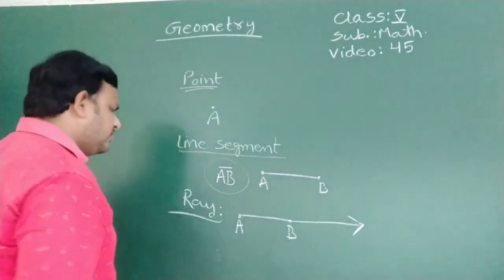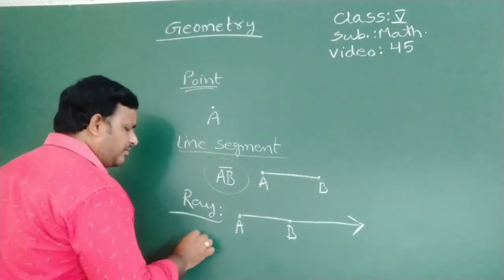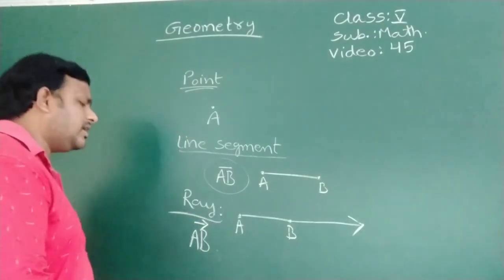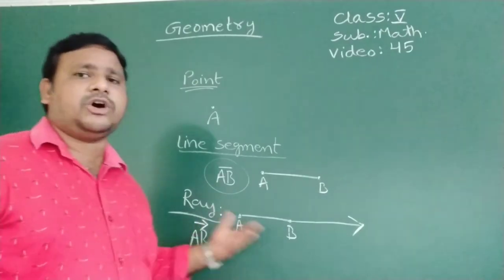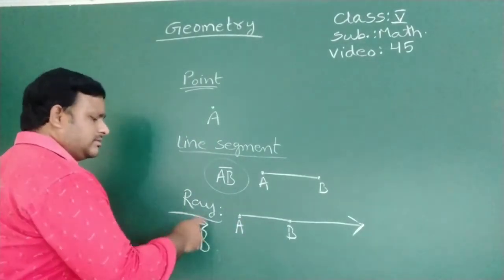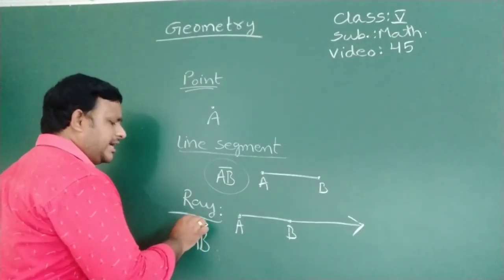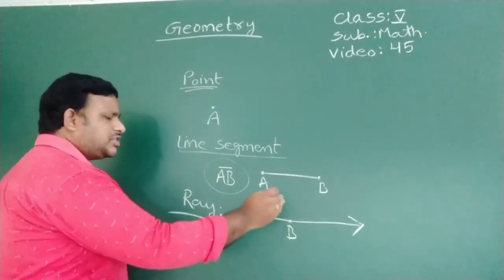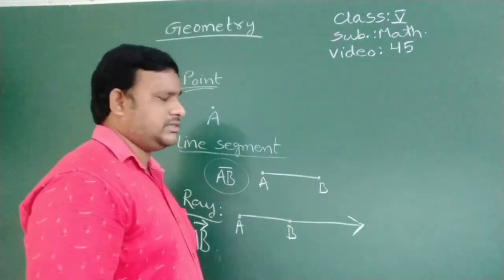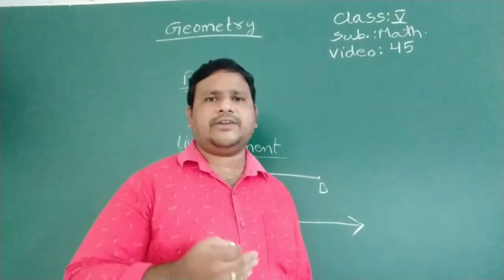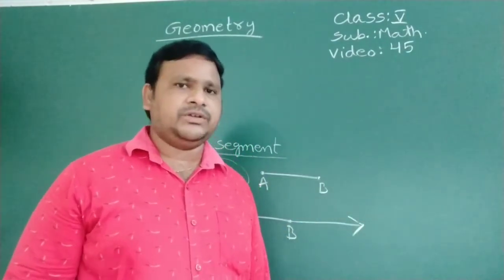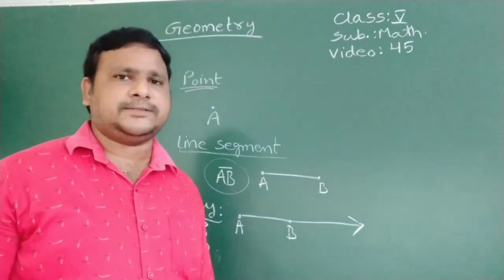Understood? So we can represent a ray with this. We write AB and draw an arrow mark on top of AB. If you write like this, the starting point is A and it is extending towards B. In this diagram we can understand that. The starting point is A for that ray, extending towards the right side, where point B is.